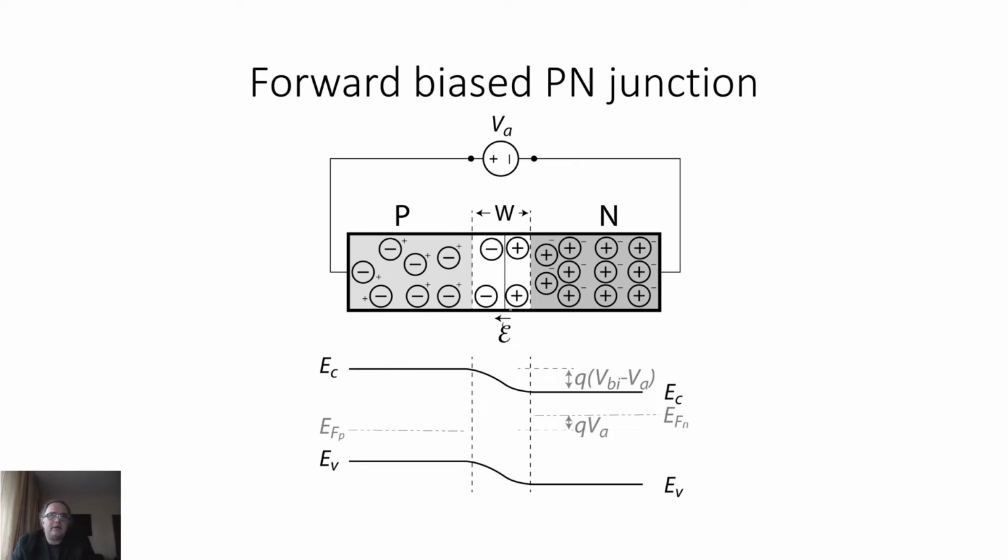If we reverse the voltage, so we connect now the negative side of the external voltage to the N side, we actually increase the energy of the electrons. So this level here increases, which effectively decreases the potential barrier by the amount of the externally applied voltage. Now it's easier for electrons from this side to diffuse to the other side. They have to overcome a smaller barrier.